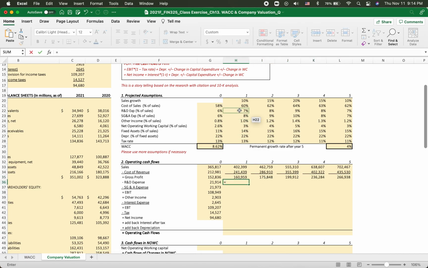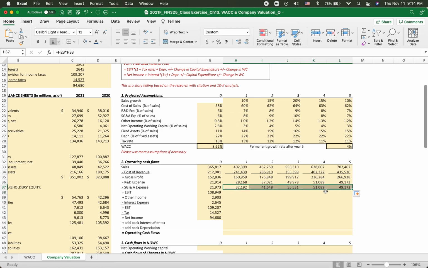In the same way, 7% of the current year sales is R&D expense. And then also the 8% of current year sales. And then we can just drag. And then the EBIT, the earnings before interest and tax, is gross profit minus R&D expense minus SG&A expenses. And then let's just drag.